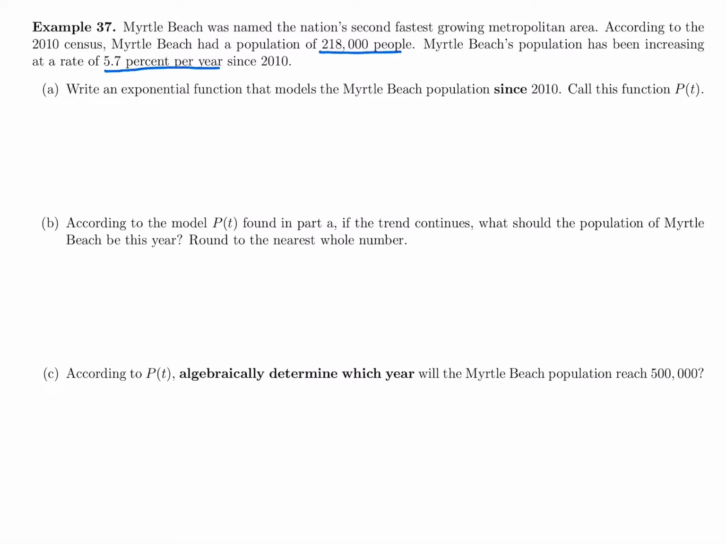5.7% per year. So we're given the initial amount, and instead of giving the growth factor, we're given the growth rate. So we're gonna have to change that to a factor. Because the first part says, write this as an exponential function, and this is gonna be the population since 2010. So the initial year is 2010. We want to figure out what the population is going to be each year after that.